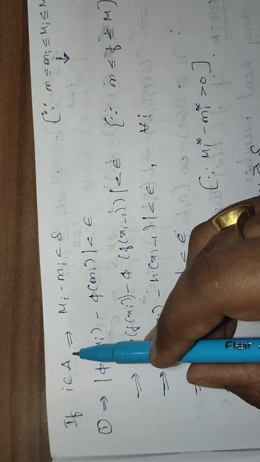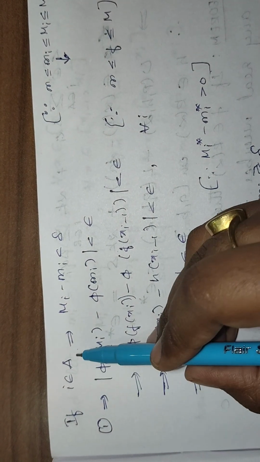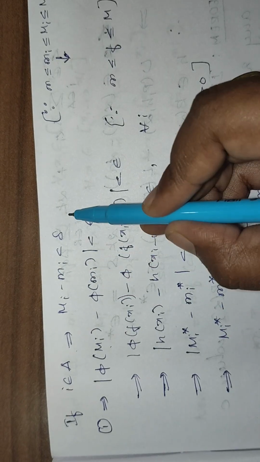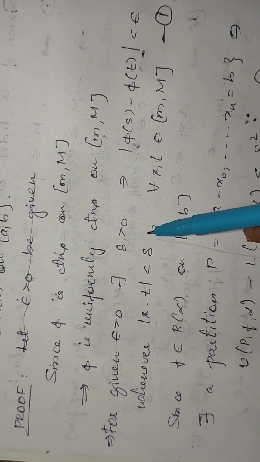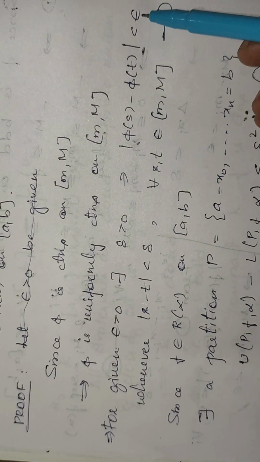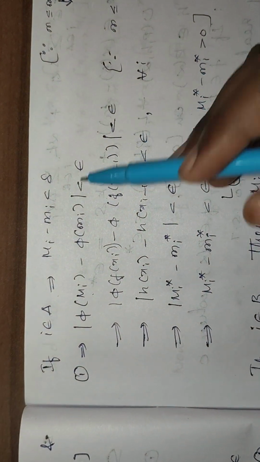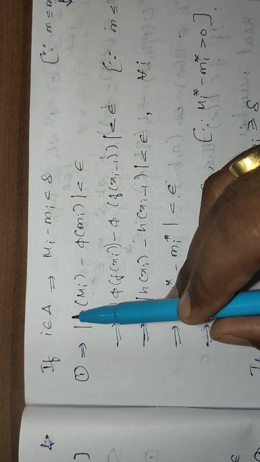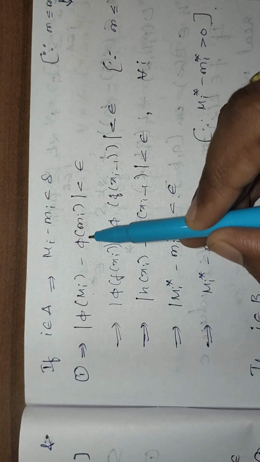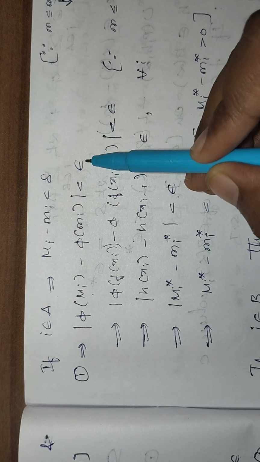Okay, so if I belongs to A, what happens? If I belongs to A, then the difference between this is less than delta. Then by the definition of uniform continuity, I have this. Since the difference between these two is less than delta, then mod phi of capital Mi minus phi of small mi should be less than epsilon.